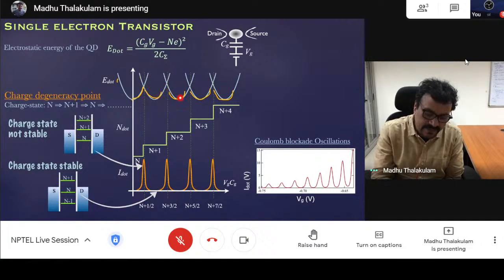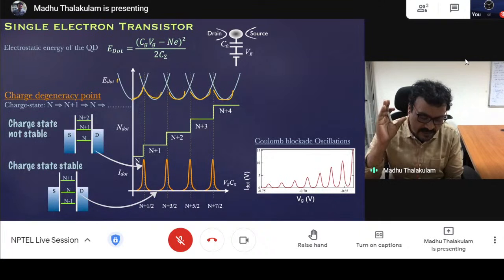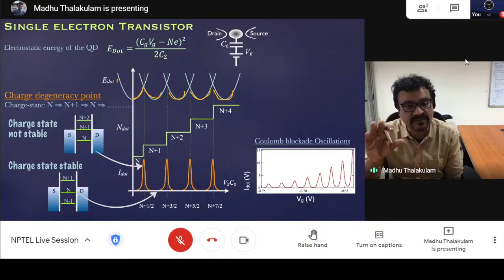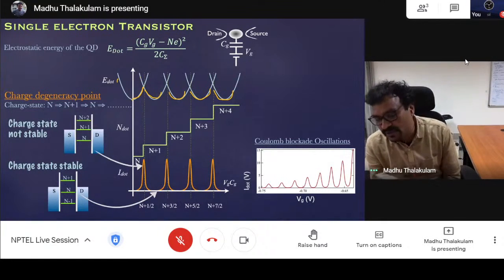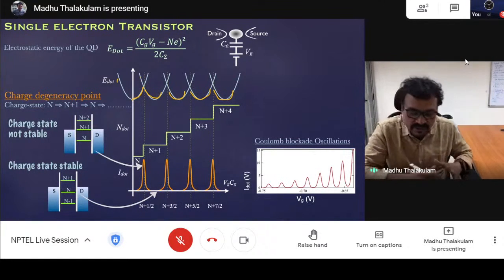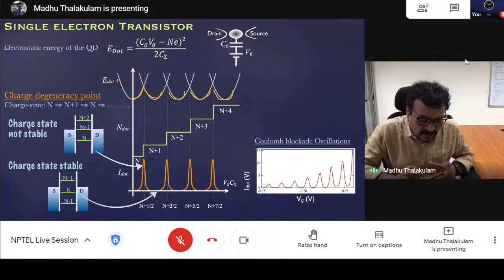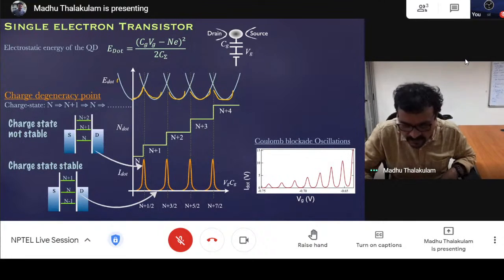Okay, so in this case, at all these places, the electrochemical potential of the dot is not favorable for transport. The electron number is fixed, and no current flows through these regions. And whenever these two parabolas meet, you can have transport, and you will get peaks in the current. So these correspond to a stable charge state here, and here the charge state is unstable, or it fluctuates. So when you sweep the gate voltage and measure the current through the dot, you will get a series of peaks. Those peaks are called Coulomb blockade oscillations, and this is representative data from one of the devices.